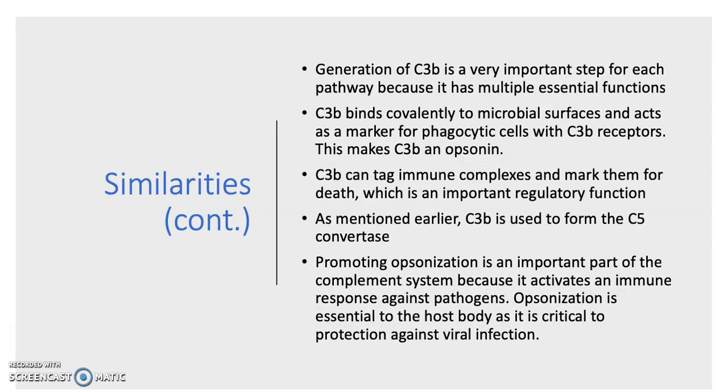So some more similarities. The generation of C3b in each of these pathways is extremely essential. C3b has multiple functions, as it binds covalently to microbial cells and acts as a marker for phagocytic cells with C3b receptors, and that makes C3b an opsonin. C3b can also tag some of these immune complexes and mark them for death, which is essential to regulation of the complement system. And as mentioned earlier, C3b is used to form the C5 convertase, which is essential to each pathway. Promoting opsonization is a major part of the complement system, arguably the most important part, as opsonization gives the body a defense against viral infection.